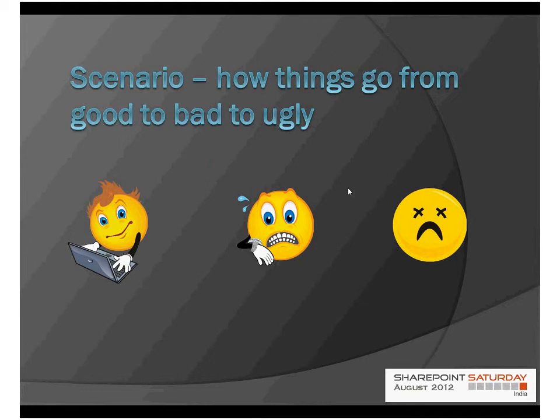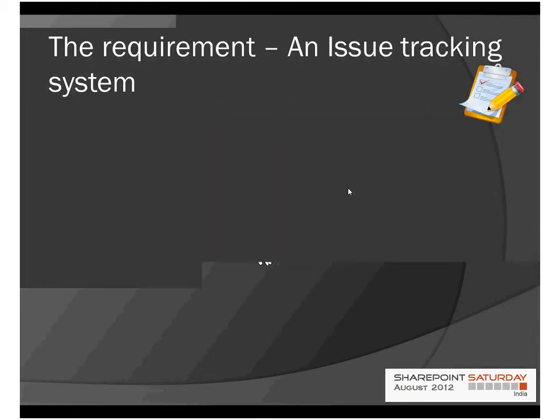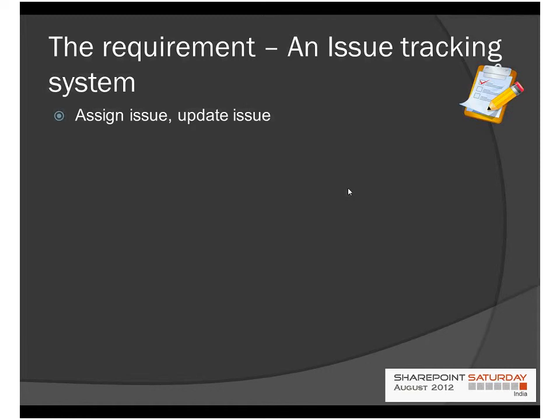So here we have a very simple requirement for an issue tracking system. If we start delving into the requirements, the basic thing is assign an issue and update an issue. So someone gets an issue, assigns it to another person. The assignee actually gets notified of that issue, and once he resolves it, updates it back. So sort of an implementation of the task list, which is fine. This looks totally doable in SharePoint.